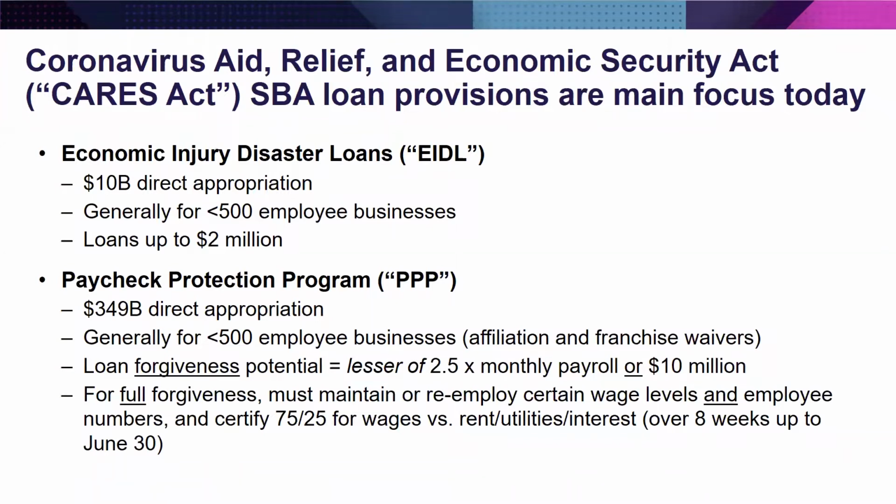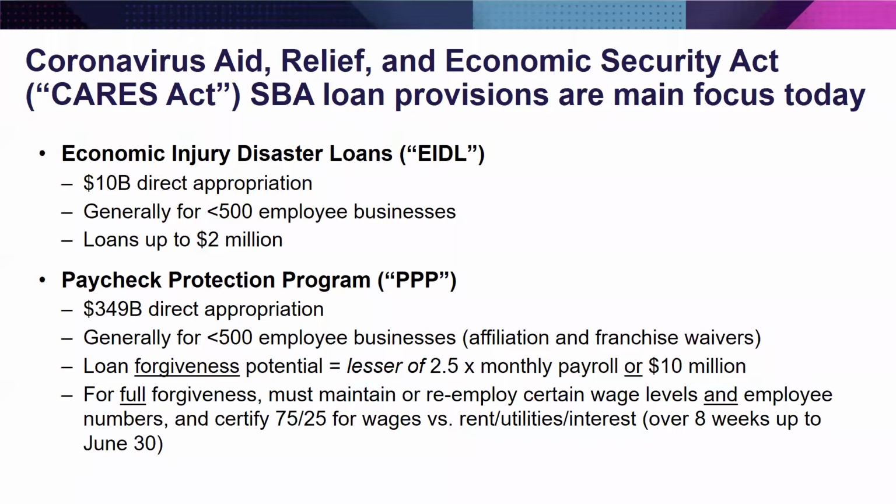And as you can see with its appropriation of $10 billion, in contrast to the PPP, or the Paycheck Protection Program, that was appropriated $349 billion, there's obviously anticipation from Congress that these will be more valuable and more used. The PPP also is targeted at small businesses under SBA guidelines, under 500 employees. There are some affiliation issues, some waivers for franchisors and others that Andrew will discuss.